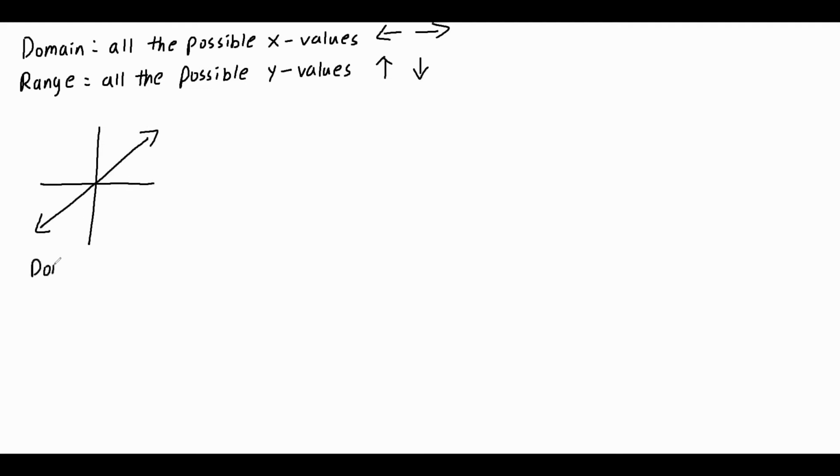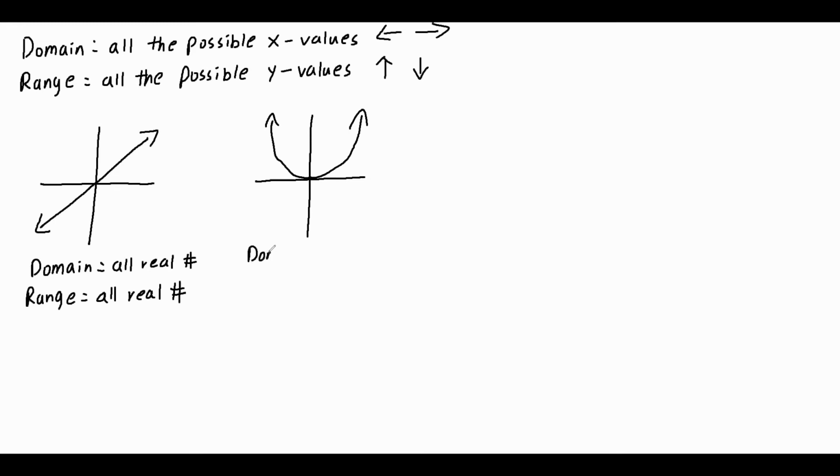The domain is all real numbers because the graph keeps going to the left and it keeps going to the right, which covers all the possible x values. The range is also all real numbers because the graph keeps going upward and it also keeps going downward, which covers all the y values. Then let's take a look at a quadratic function.